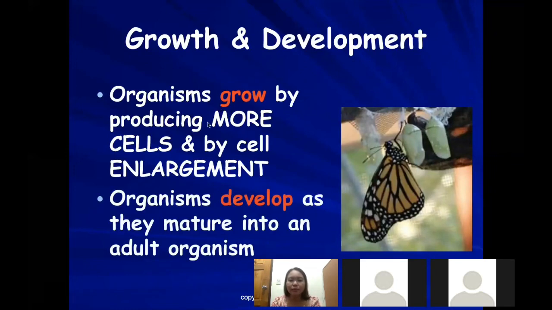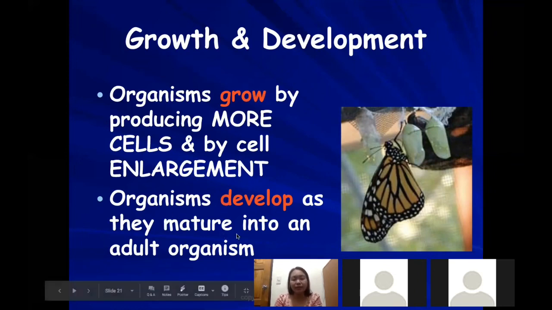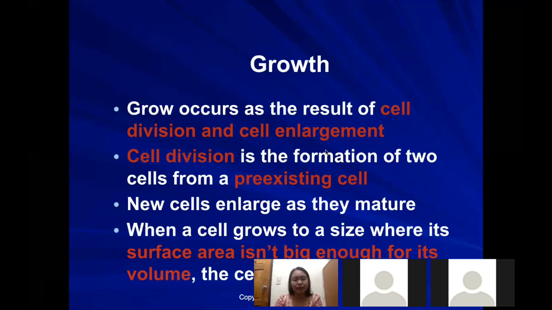Organisms grow by producing more cells and by cell enlargement. So that's what I am saying to you, that some, like insects, go by cell division, and most plants go by cell enlargement. And organisms also develop as they mature into an adult organism. So growth, when we say growth, is the result of both cell division and cell enlargement.